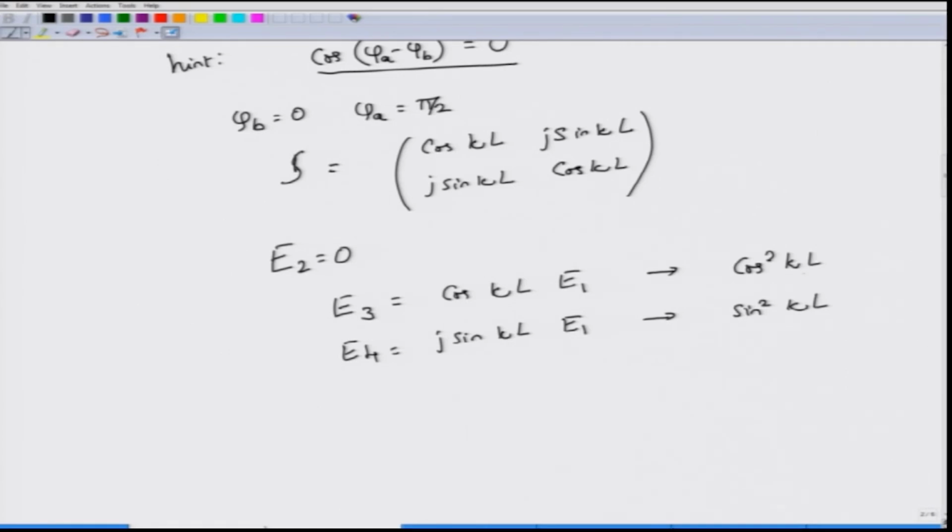But this cos square kappa L and sin square kappa L have an interesting behavior, right. As I change my coupling length L, the power in the third port initially is maximum, then goes to minimum, then goes to maximum in a periodic way. Whereas power in the fourth port, being proportional to sin square kappa L, will go in the opposite way. So, it goes like this. This is your port 4 output, whereas this one is your port 3 output. There is constant power exchange.